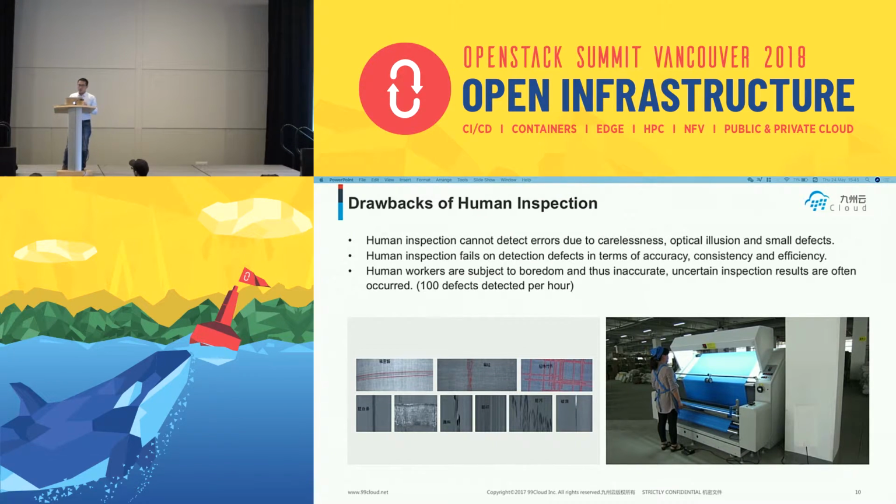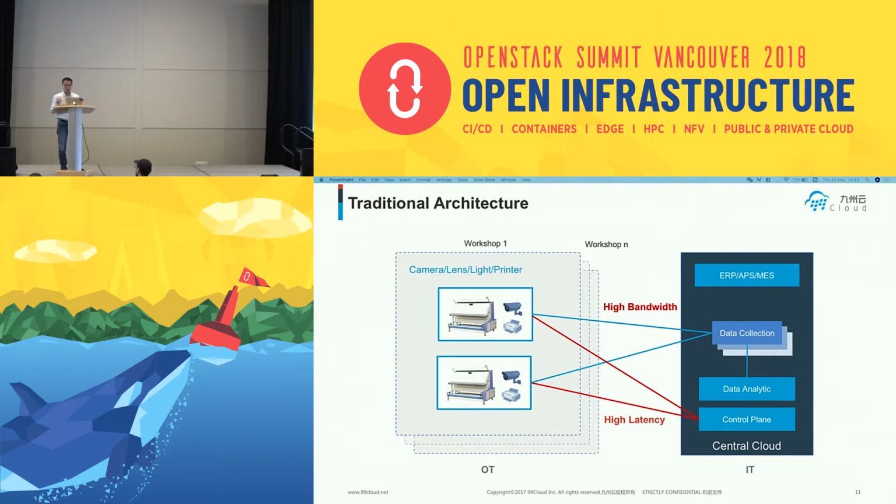Also, we would like to have an automation system which can help us find defect patterns and use some machine learning algorithms to recognize them. So traditionally, the textile industry has developed this kind of system. It can help us resolve the defect problems.